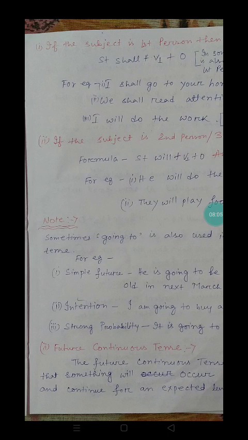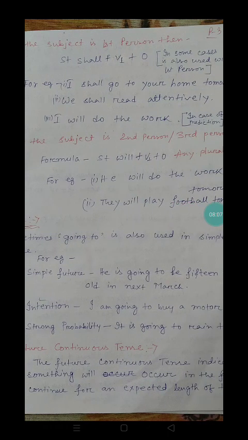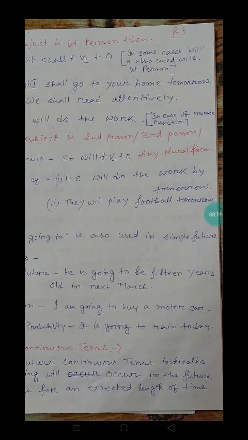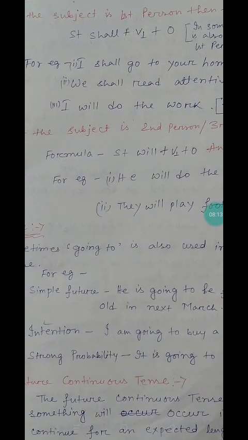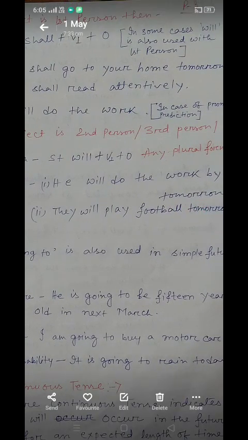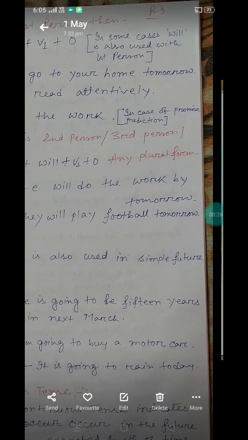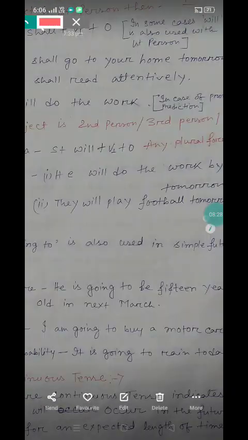Remember, students. Number 2, if the subject is second person or third person or any plural form, then we can apply this formula. Formula is subject plus will plus verb 1 plus object. So here you can see my examples. He will do the work by tomorrow. He is the subject, with he I have to write will. After that, do verb 1, then object, the work by tomorrow.